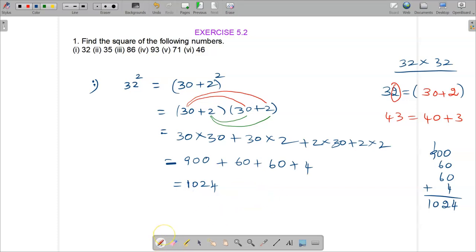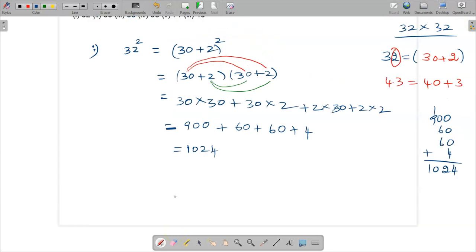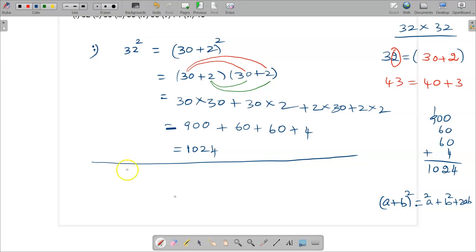You can easily do it by this method, or you have another method to solve the problem. The same problem can also be solved using the a plus b the whole square formula. What is a plus b the whole square? a square plus b square plus 2ab. Using this direct formula application also you can solve the problem. So I will give an alternate method here. Whichever is easy for you, you can use that method.